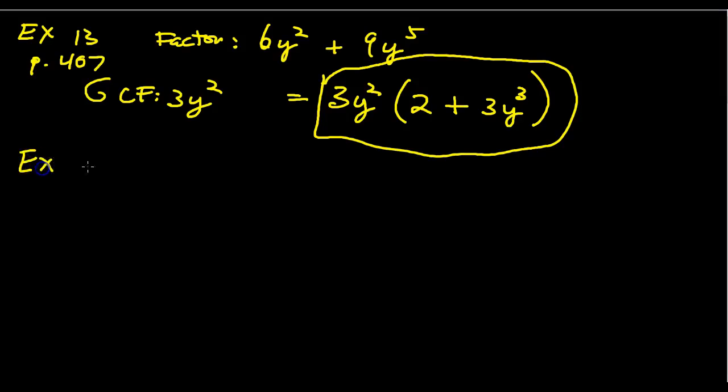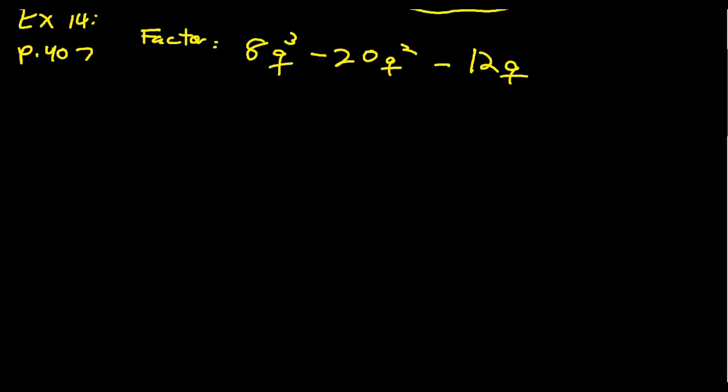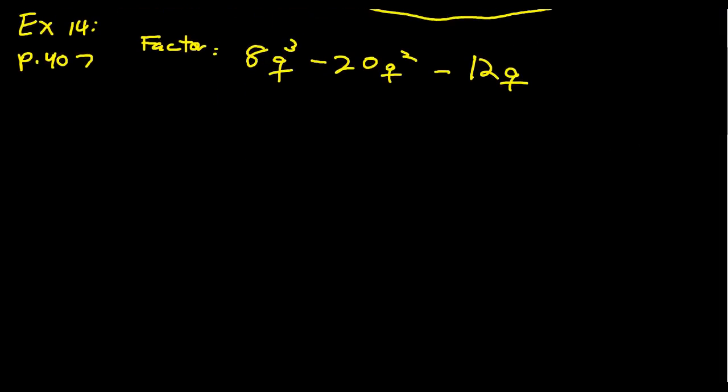Let's look at example 14 on page 407 again. And this one's a trinomial. Factor 8q cubed minus 20q squared minus 12q. All right, what's the GCF?